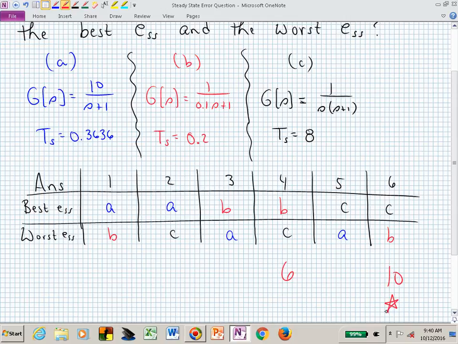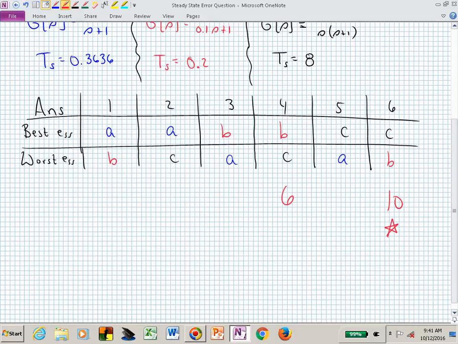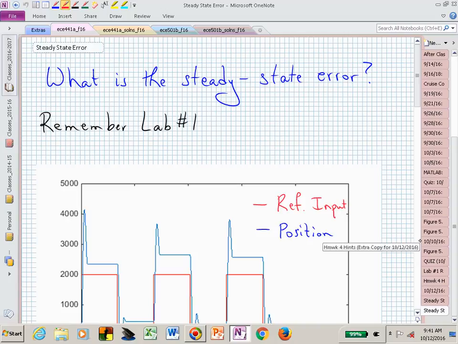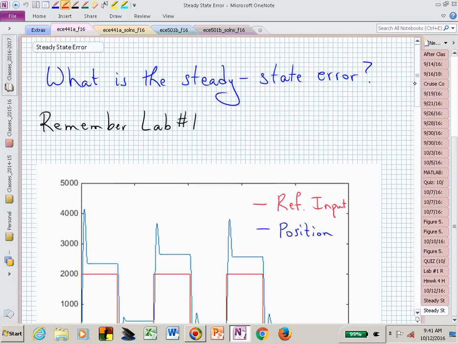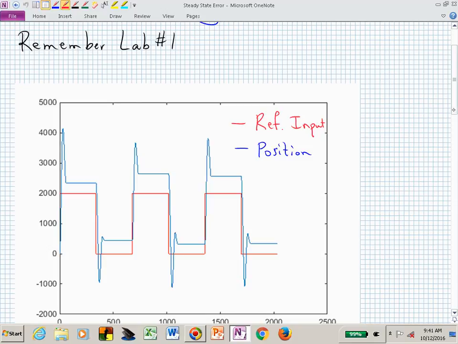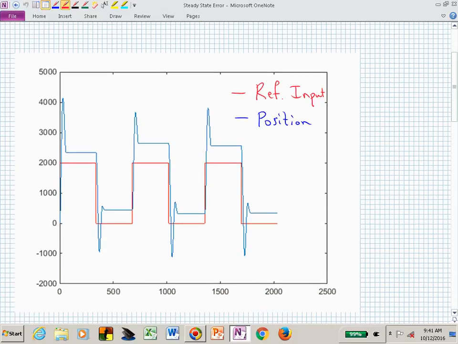Well, actually, this is the right answer. So let's look at where that's coming from, or why that might be the case. And let's just now start talking about what we mean by steady state error. What is the steady state error? And I hope after today you are comfortable with that. Do you remember seeing something like this in the lab? Maybe yours didn't have this much difference between the reference, which is the red, and the actual position, which is the blue.